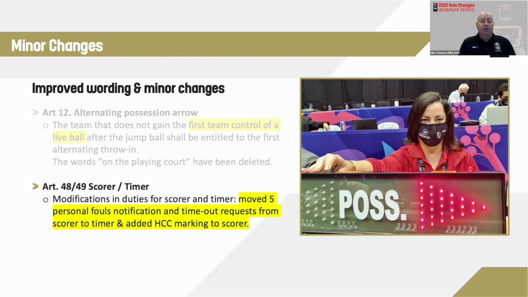And in Articles 48 and 49, dealing with the scorer and the timer, we've made some small modifications in the duties of the scorer and the timer, continuing work that was begun in 2020 to more appropriately assign duties for what really happens in the game. So the timer is now responsible to indicate when a player has committed 5 personal fouls and to notify the referee when a timeout request has occurred.